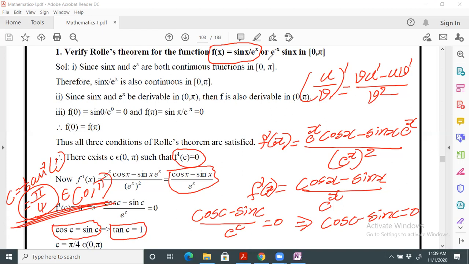So I'm going to clear the screen. This is the case.